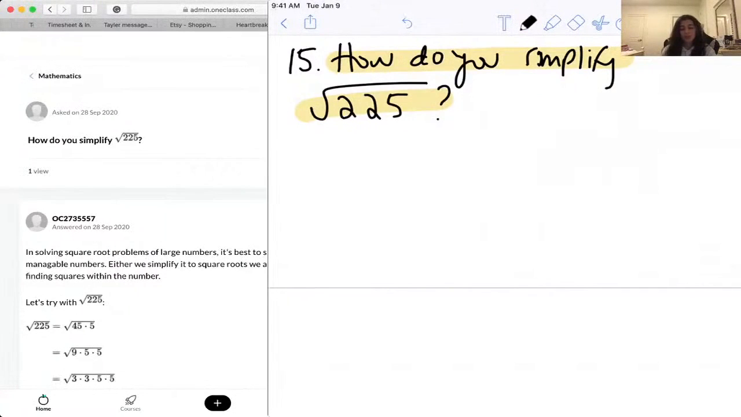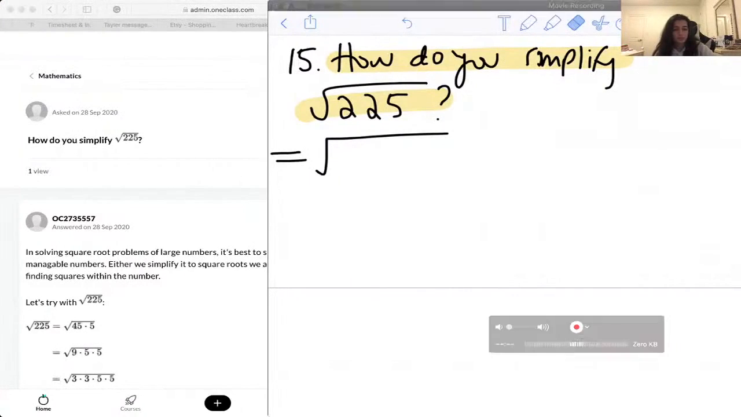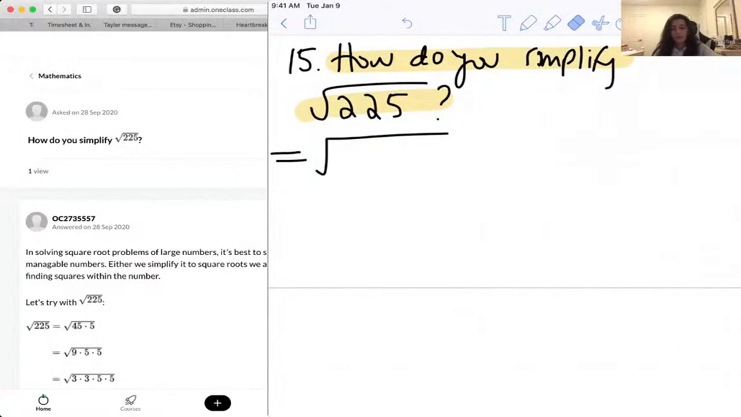So when we're given large numbers, we can simplify them into smaller numbers. So we can think of the multiples of the number that we're given. What numbers, when they're being multiplied, make up 225? We'll start off with 5 because that's the most obvious answer. When we divide 225 by 5, we get 45. So 5 times 45 is the same thing as the square root of 225.